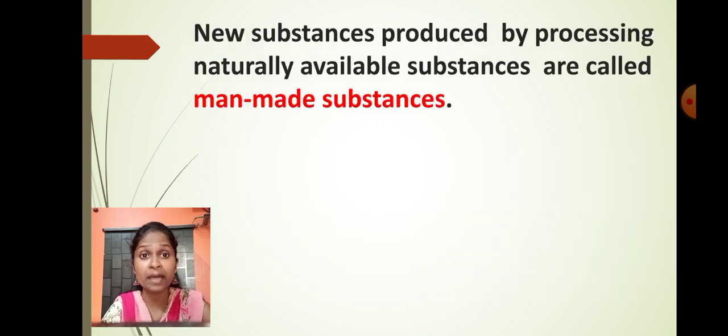Now what do you mean by man-made substances? Man-made substances means the new substances produced by using naturally available substances. For example, plastic. Plastic is prepared by us. Plastic is not available in nature directly. We prepared the plastic. Am I right? Even a cupboard we prepared.